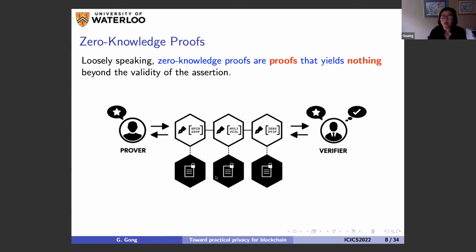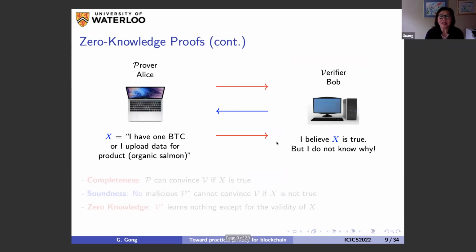In general, loosely speaking, zero knowledge proofs are proofs which yield nothing beyond the validity of the assertion. For example, the prover and the verifier can communicate back and forth many times. However, at the end, the verifier only knows the validity of the claim the prover wanted to make, nothing beyond that. Okay, so let us look at an example.